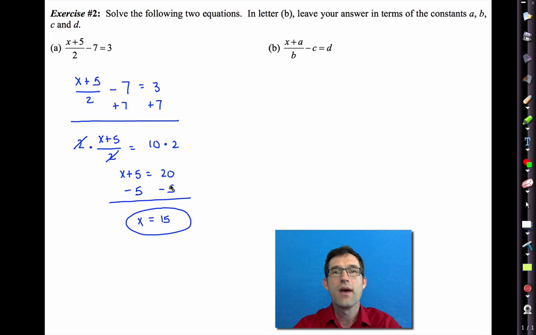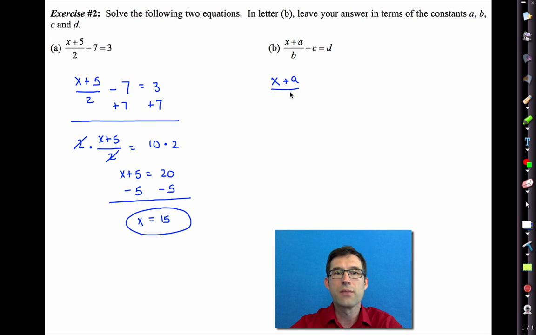All right, so the additive property of equality, the multiplicative property of equality, the additive property of equality. Again, looking at B, look at how similar it is to A, right? Instead of a 5, we have an A. Instead of a 2, we have a B. Instead of subtracting 7, we've subtracted C. Instead of having a result of 3, we have a result of D. So let's solve for x.